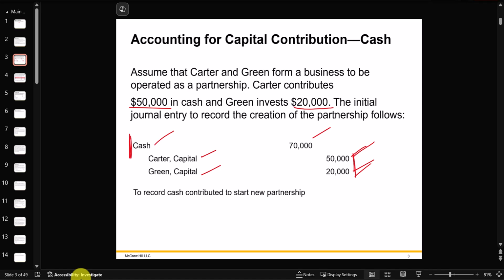Okay, so it's a simple situation when the only thing you're contributing is cash. Now, this is not the same thing as sharing the income and losses of the business. In other words, Carter having more capital than Green doesn't mean Carter automatically gets more income out of the partnership than Green. What we're showing here is, in theory, what the partners would be able to take out if you were to liquidate the partnership. Okay, let's look at our next slide.